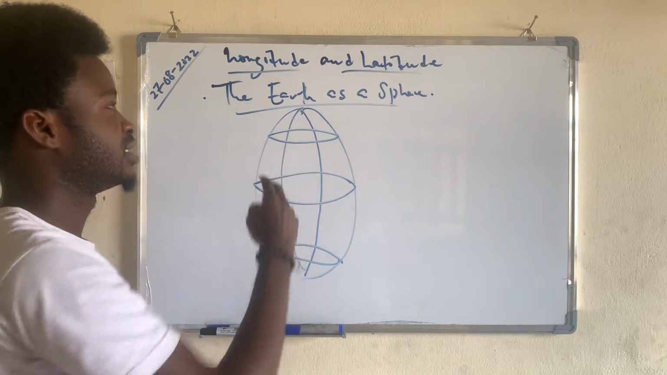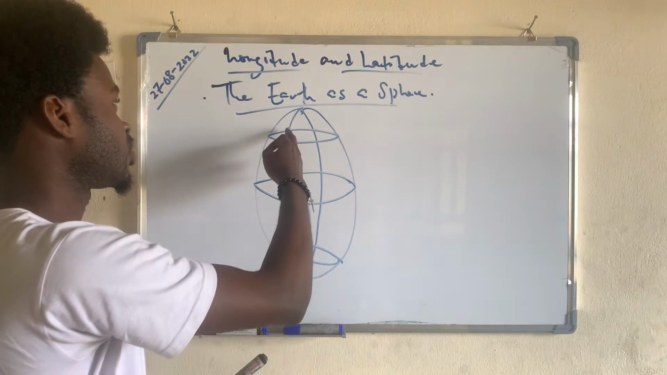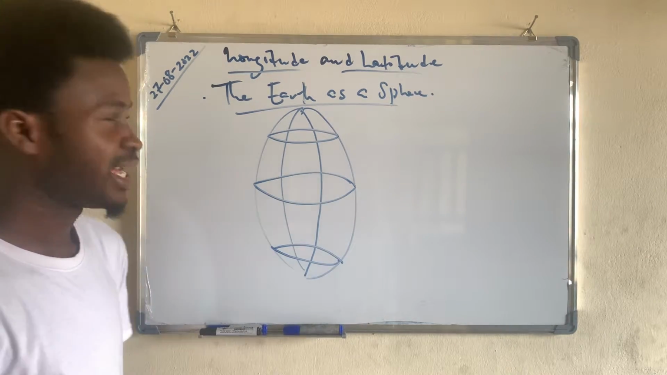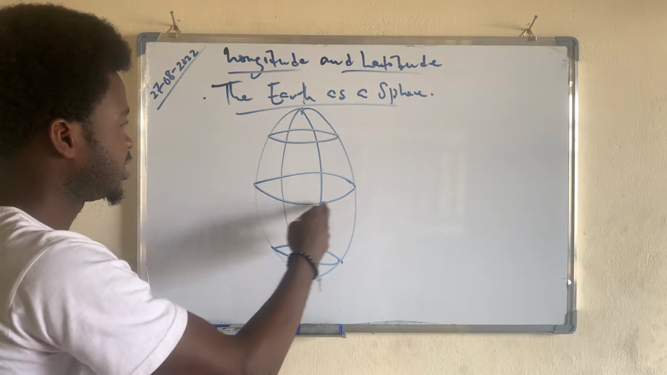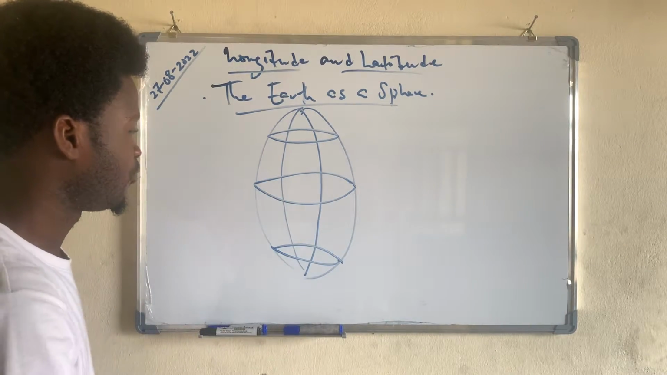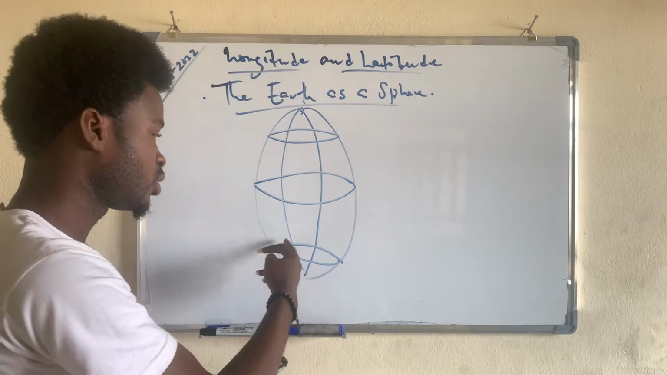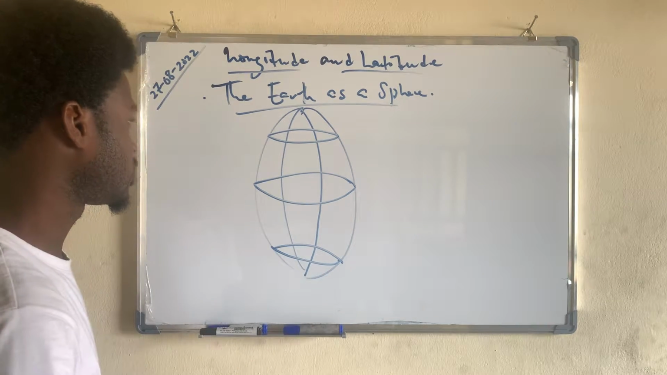This is referred to as a small circle. It is also a latitude, the parallel of latitude. This is called the equator. This is also a small circle, a parallel of latitude.